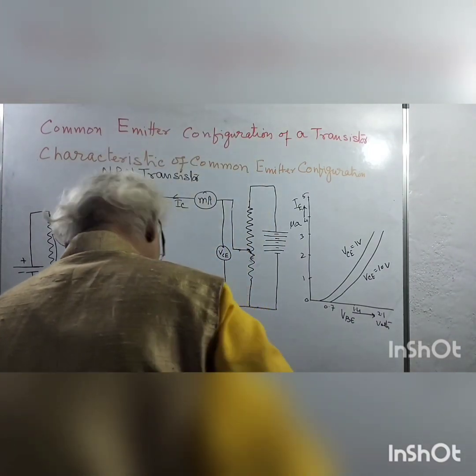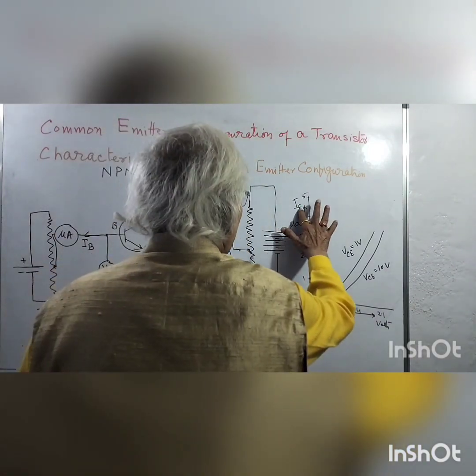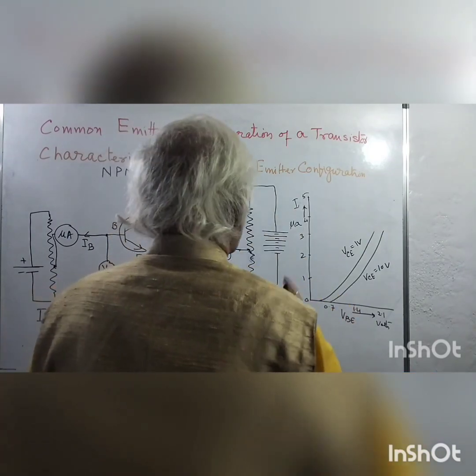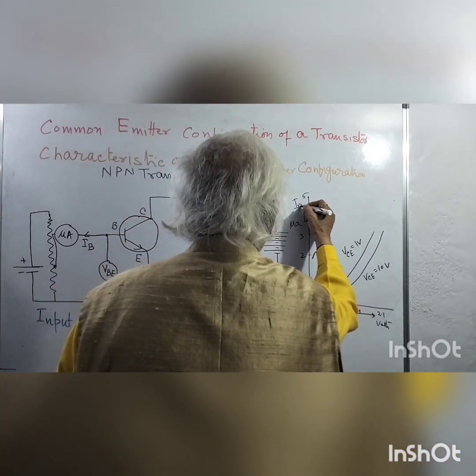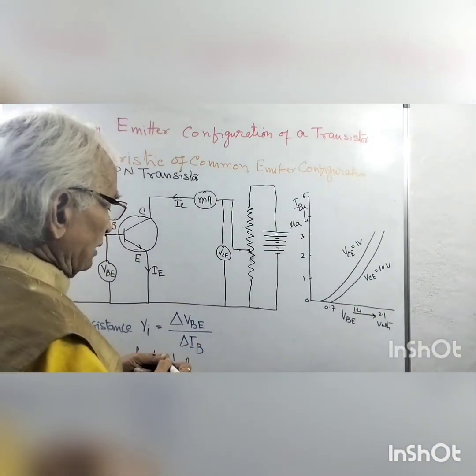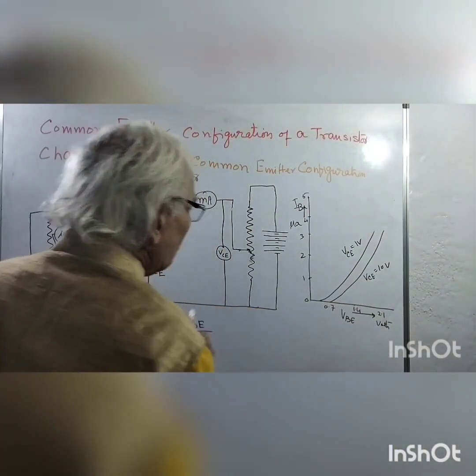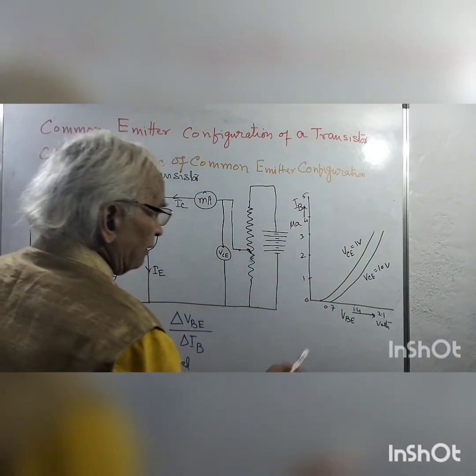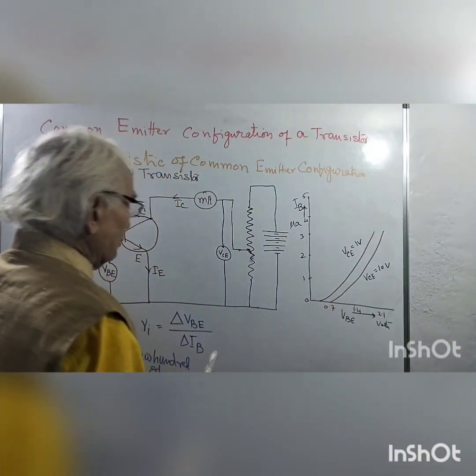I have probably made a mistake here. This must be IB, because it is the base current. So this is the experiment where we plot this graph, and from this graph we calculate.